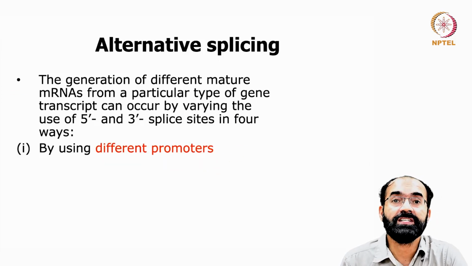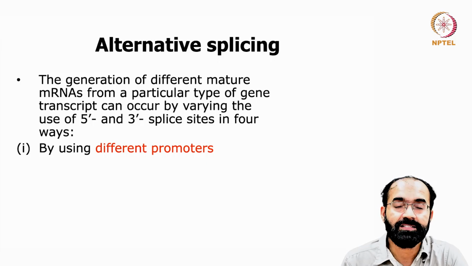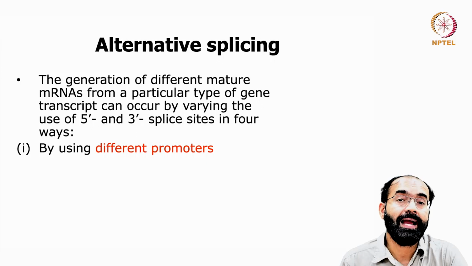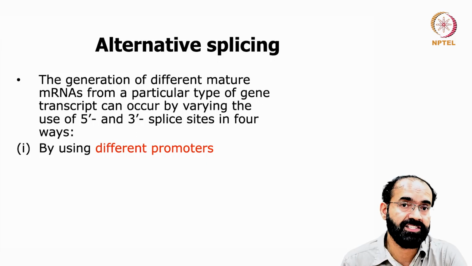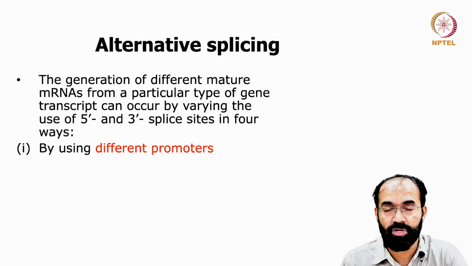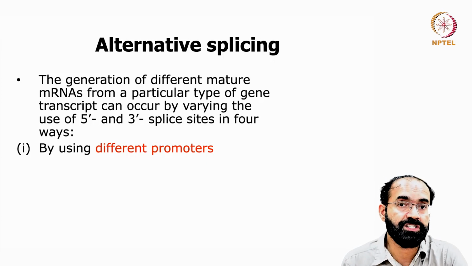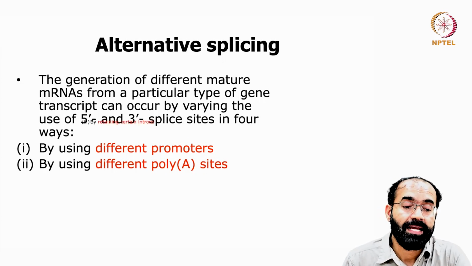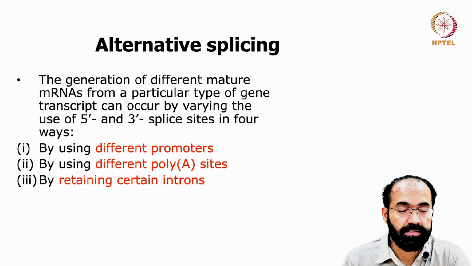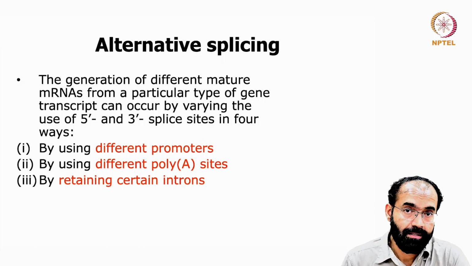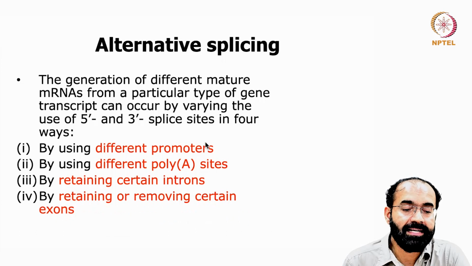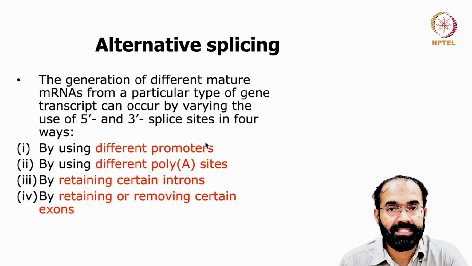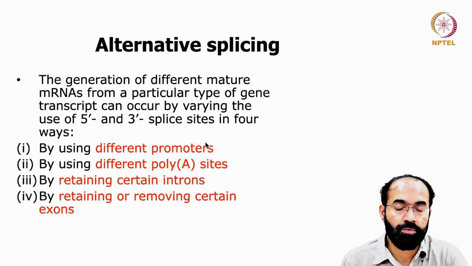One way is by using different types of promoters. That means a stretch of upstream sequence in a given tissue may or may not be acting as a promoter in a specific region. So you can have complex promoters depending upon which gene and which tissue you are talking about. Then using different poly-A sites. Then retaining certain introns during the maturation process. And lastly, by retaining or removing certain exons. We will see this in more detail in the subsequent classes.